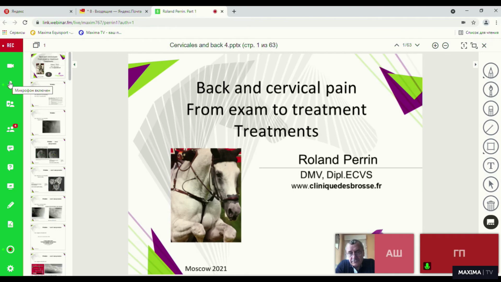Thank you very much. The question regarding the CT, you mentioned the computer tomography as a complementary diagnostic measure.